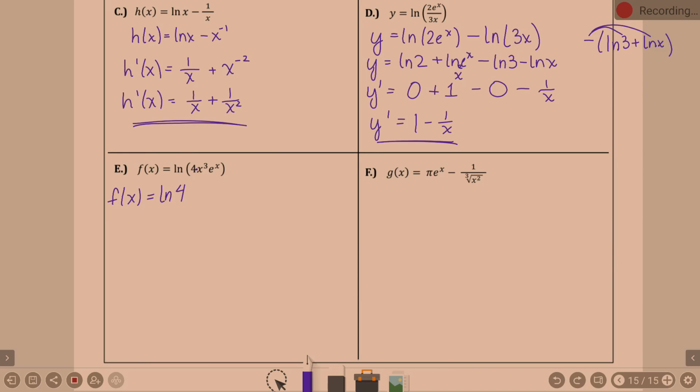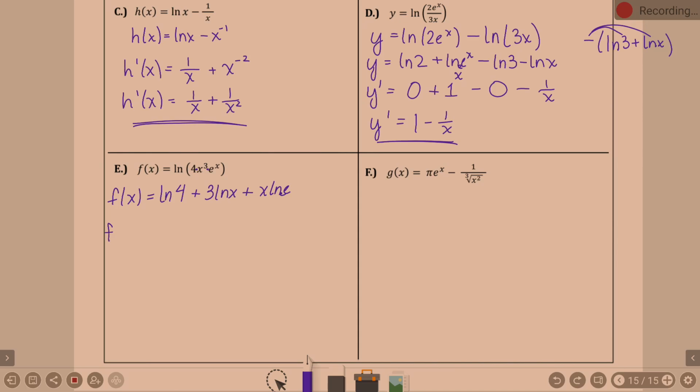The natural log of 4 plus, now, what about the natural log of x cubed? 3 natural log of x plus, so natural log of e to the x, or if you want to, you can say x times the natural log of e, or you can just leave it as natural log of e to the x, either way. Okay? I think I'm ready to take the derivative.